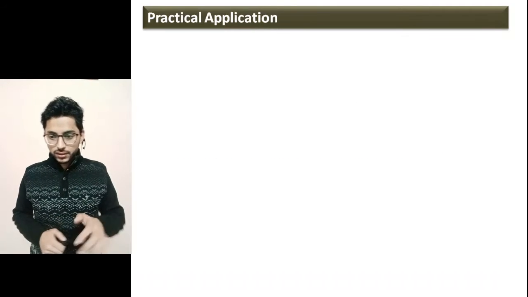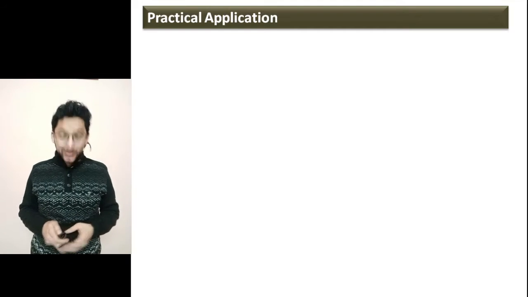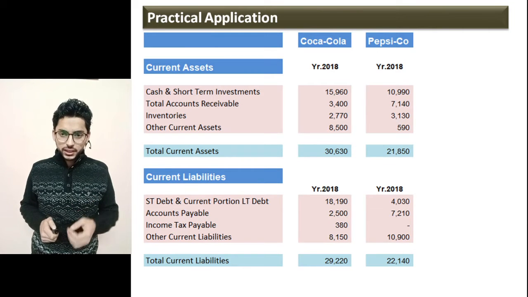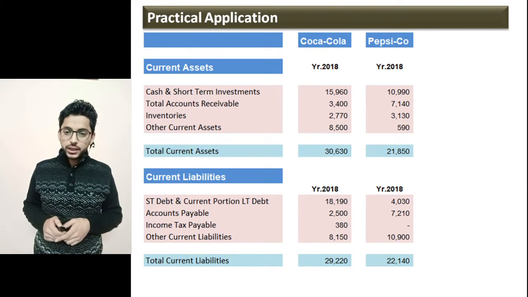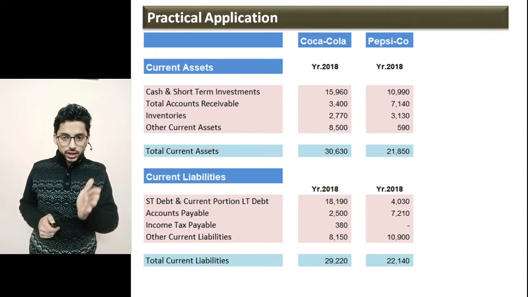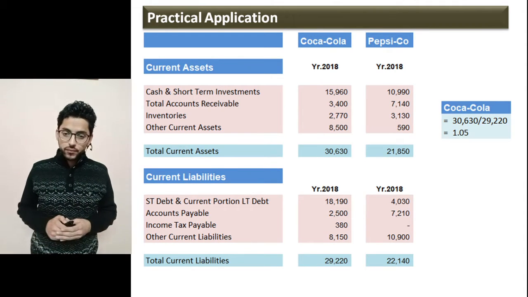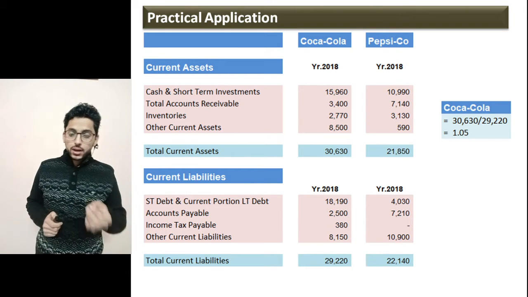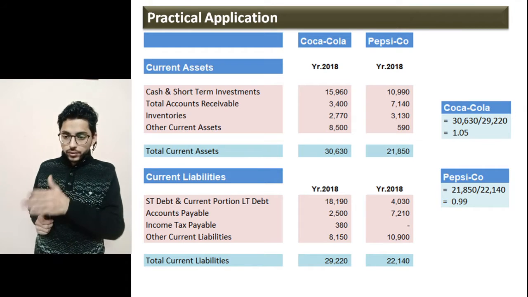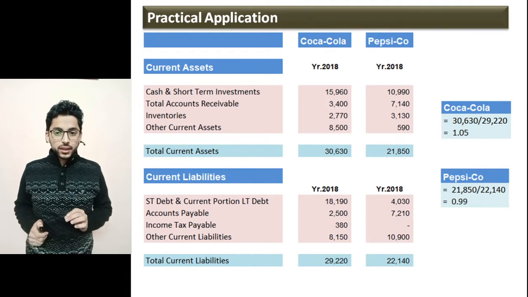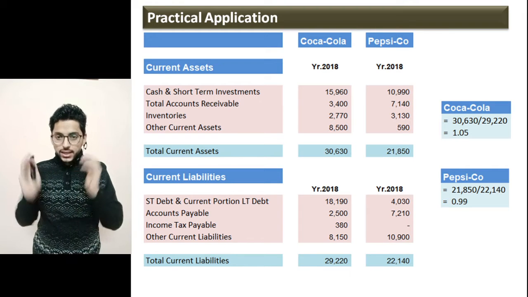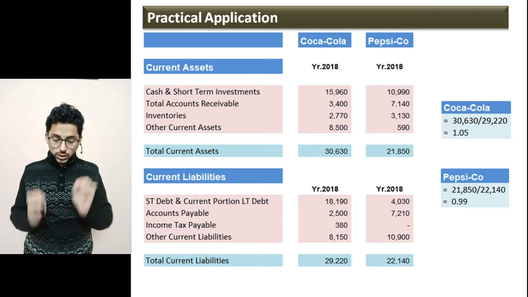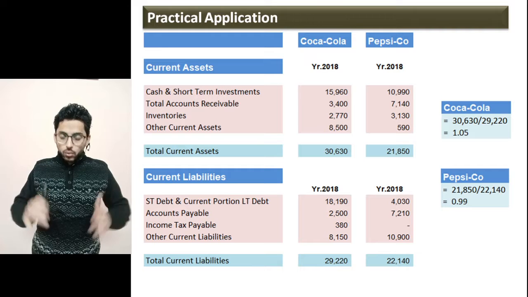Okay. Do you like drinking Coke and Pepsi? Let's calculate their ratio. Coke. Current assets of Coke are 30k. Current liabilities of Coke are 29k. We calculate the ratio, 30 divided by 29. It is around 1.05. Now it's turn of Pepsi. Current assets are 21k. Current liabilities are 22k. The ratio would be 21 divided by 22, 0.99. In this way, you can calculate any organization's current ratio. You need to simply extract the financial information of these companies from their website or stock exchange website.